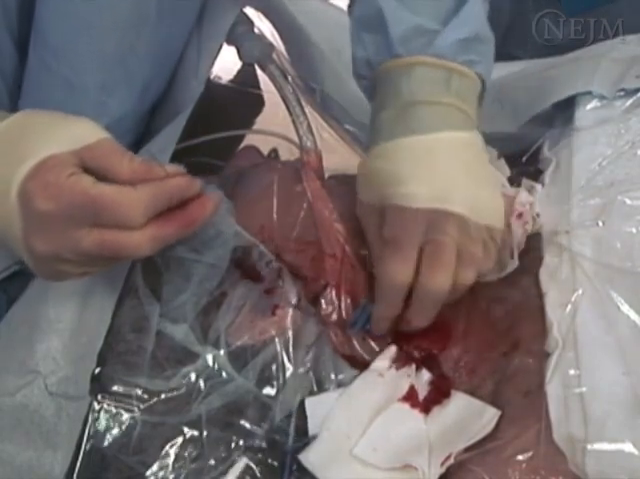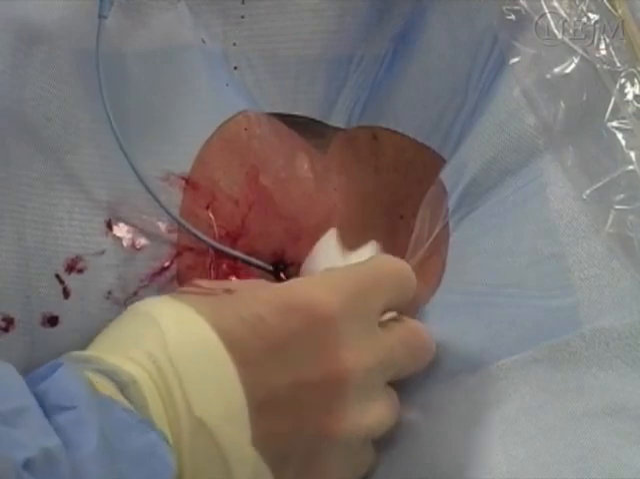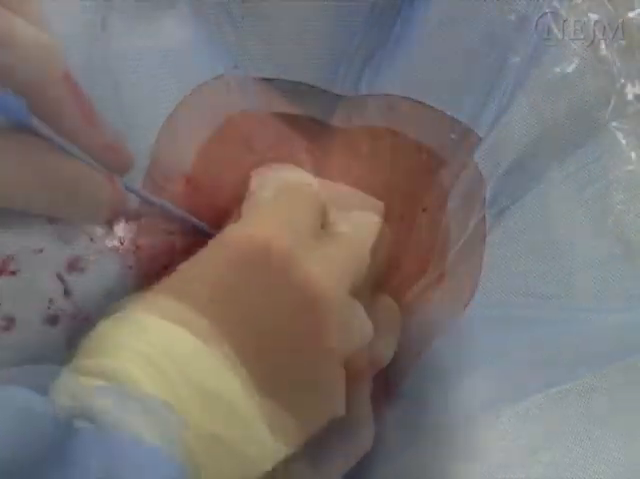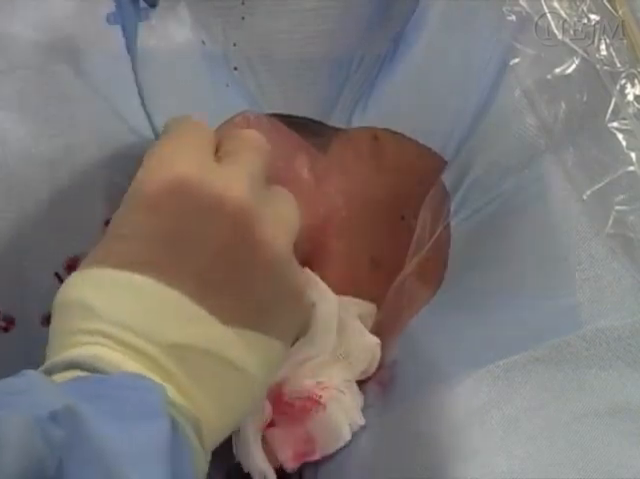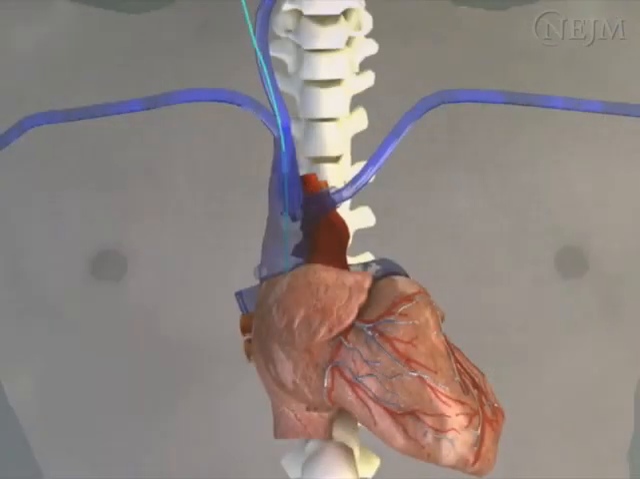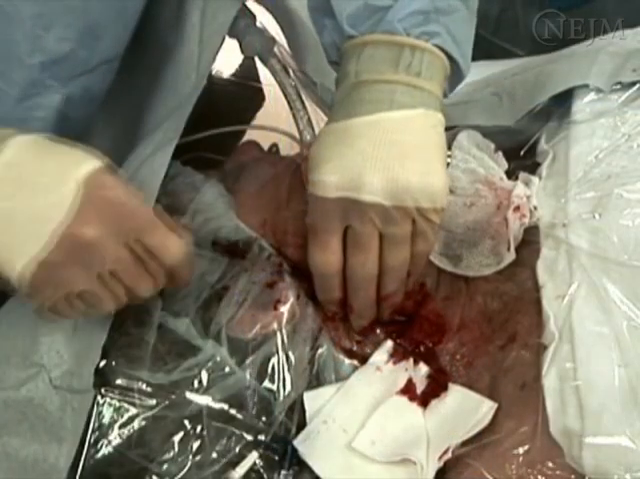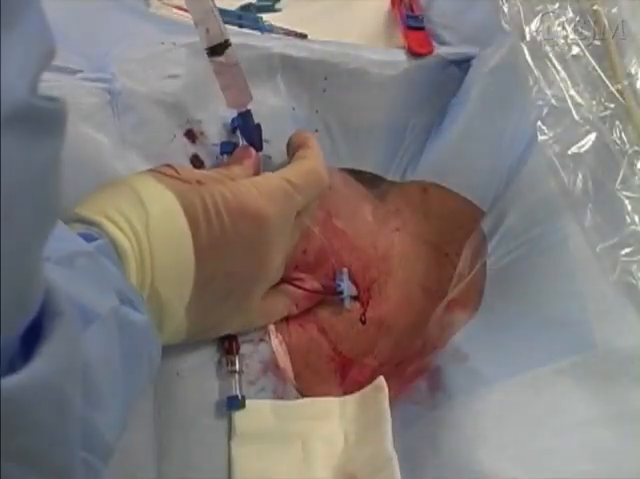If resistance is met, the track may not have been adequately dilated. Remove the catheter and try again to insert the dilator. Insert the catheter to a depth that places the tip at the junction of the superior vena cava and the right atrium. Remove the guide wire and check for blood return in all ports.